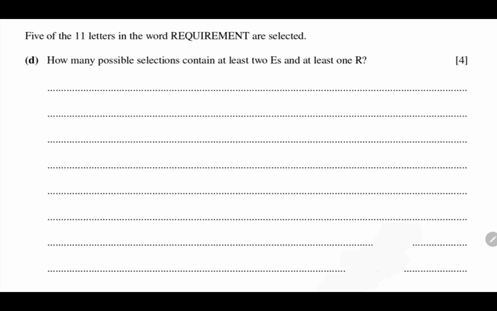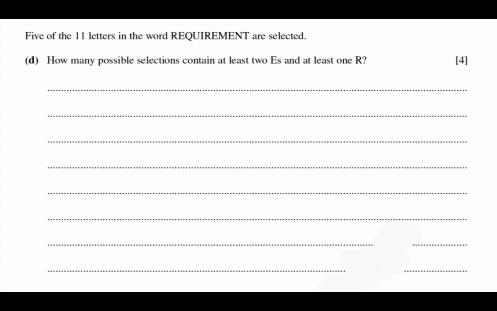Have a look at this part. 5 of the 11 letters in the word requirement are selected. How many possible selections contain at least 2 E's and at least 1 R? Let me tell you, this question is somewhat similar to when we had to make selections in which we have to select at least 2 boys and at least 1 girl, where we were given 3 boys, 4 girls and 5 adults. So here also we have to select at least 2 E's and at least 1 R. I will explain the basic difference between these two.